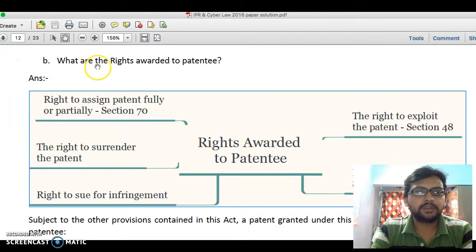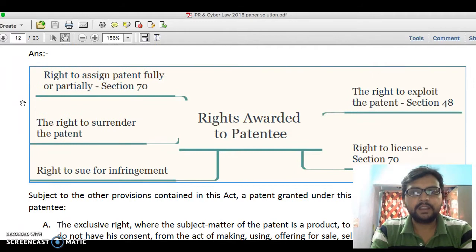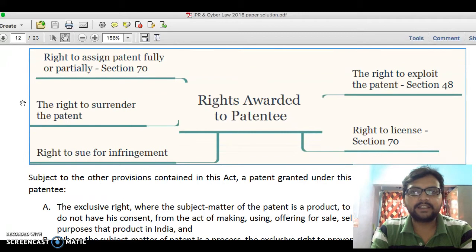In this sub-question, they have asked what are the rights awarded to the patentee. Who is a patentee? Let's discuss those things. Basically, if my idea got patent certification, or my idea got patented, then the owner of that particular idea is considered to be the patentee. I hope it is clear. So what are the rights awarded to the owner of that particular patent, or rights awarded to the patentee?